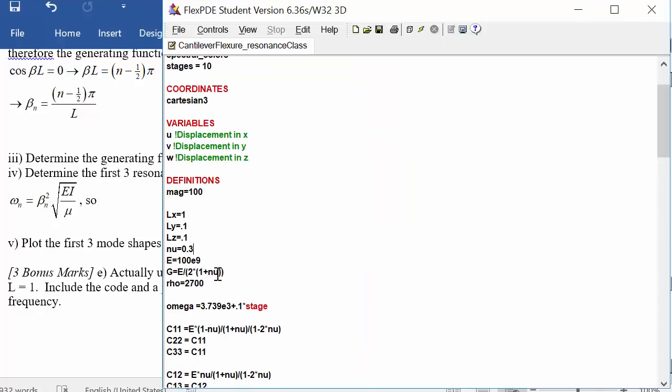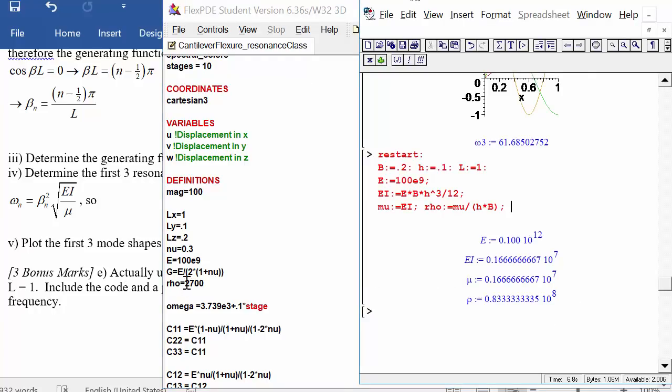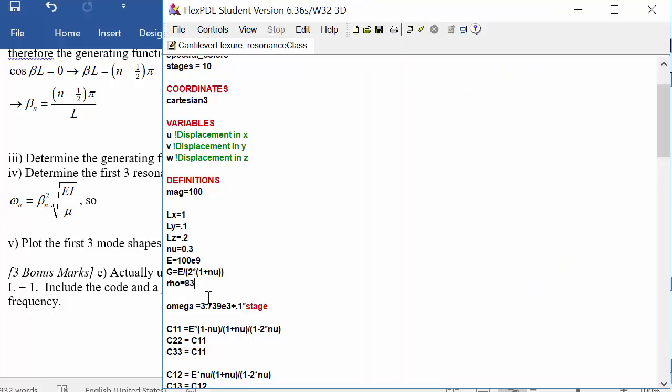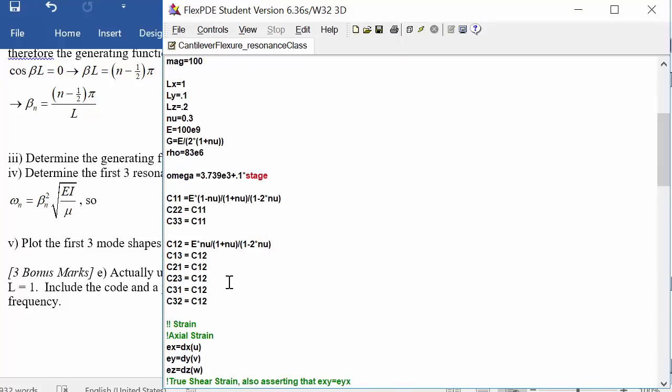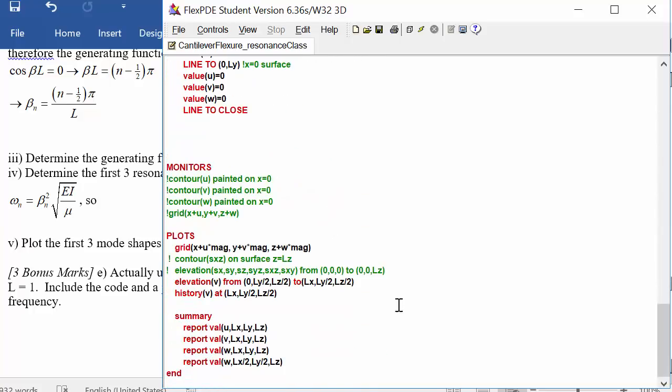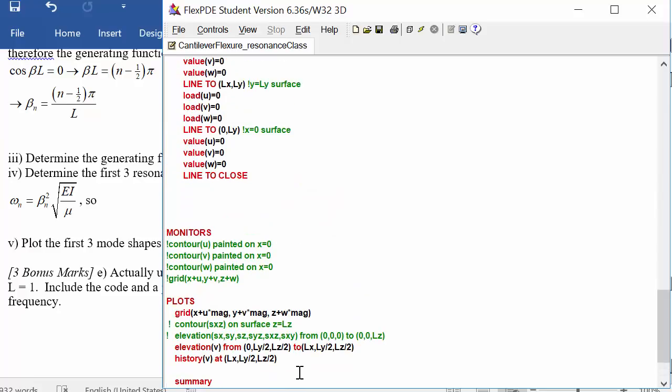All right, so we said this is the thickness. This is going to be the, or rather, this one's the width in Z. Let's make this the thickness in Y. 1. We've got 109, I think, and then we're going to need 83E6 for the density. And we're looking for resonant frequencies that are probably around 60. So let's just start off with omega is equal to 10 times stage. So we'll look between 0 and 100 and just see what we've got in this setup.